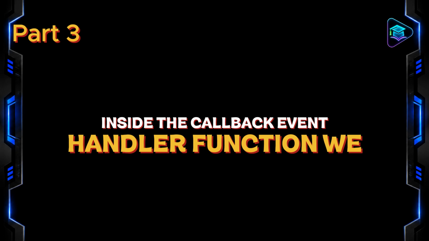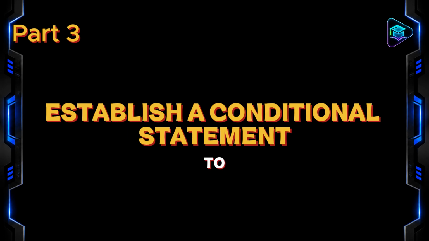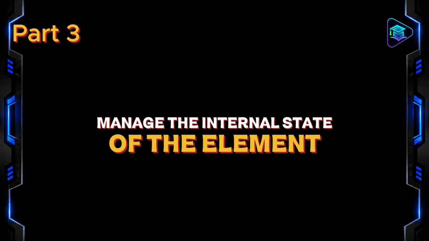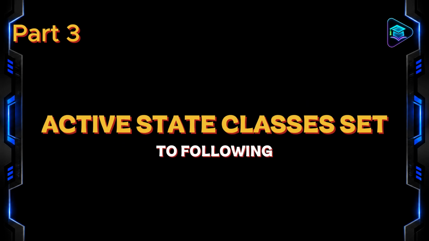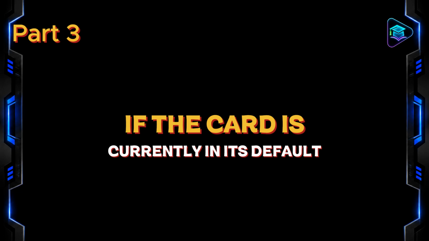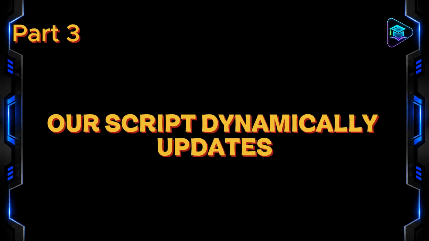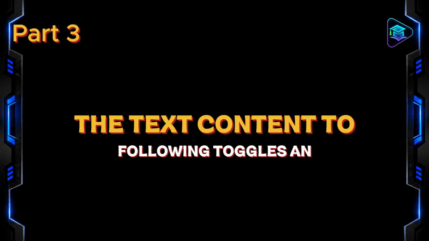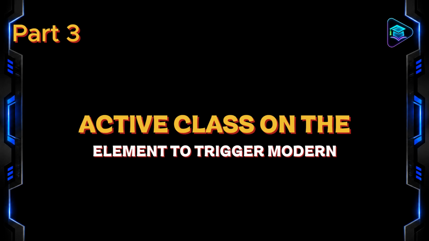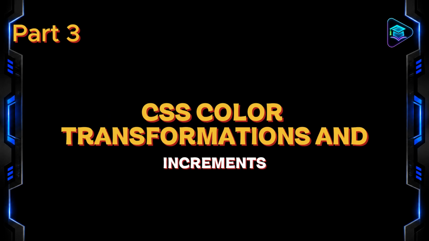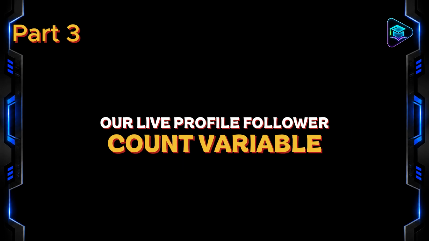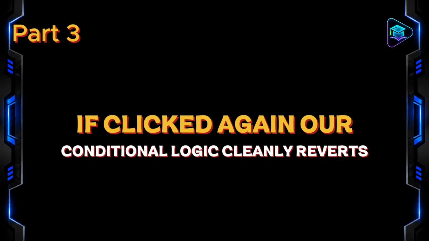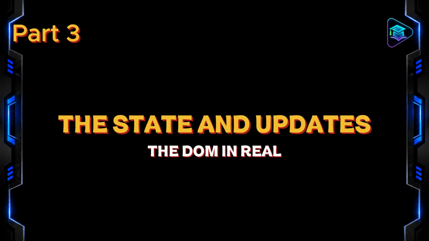Inside the callback event handler function, we establish a conditional statement to manage the internal state of the element. We check whether the current text content or active state class is set to following. If the card is currently in its default state, our script dynamically updates the text content to following, toggles an active class on the element to trigger modern CSS color transformations, and increments our live profile follower count variable. If clicked again, our conditional logic cleanly reverts the state and updates the DOM in real time.